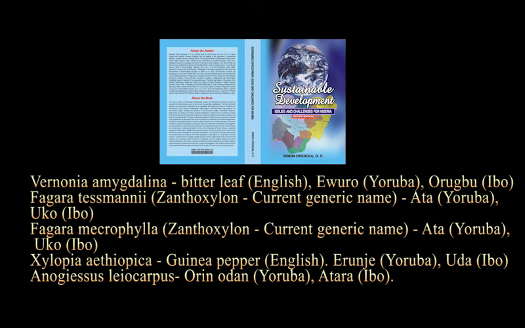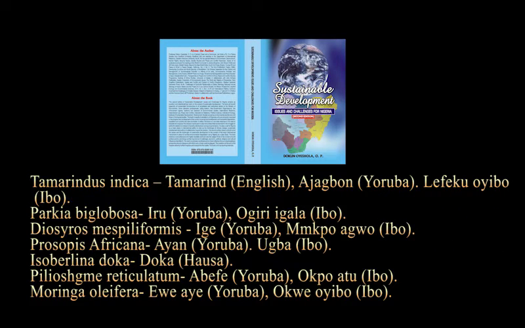Ogbogu. Vernonia amygdalina, Bitterleaf in English, Awuro in Yoruba, Origbu in Igbo. Fagara tesmani, Xanthoxylon, current generic name Arta in Yoruba, Ako in Igbo. Fagara macrophylla, Xanthoxylon, current generic name Arta in Yoruba, Ako in Igbo. Xylopia aethiopica, Guinea pepper in English, Erinjay in Yoruba, Uda in Igbo. Anogeissus leiocarpus, Orinodon in Yoruba, Atara in Igbo. Tamarindus indica, Tamarind in English, Ajagban in Yoruba, Lefaku Ayibo in Igbo. Parkia biglobosa, Iru in Yoruba, Agiri Agala in Igbo.